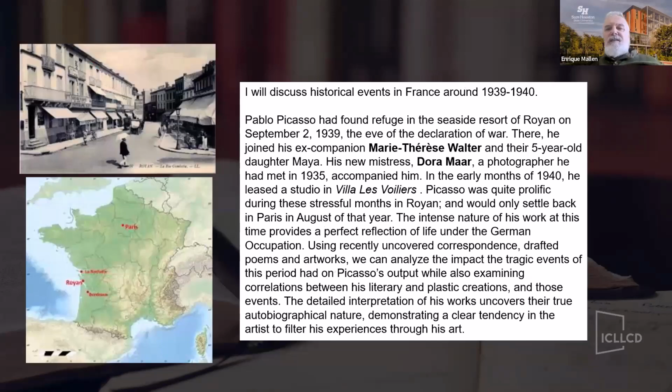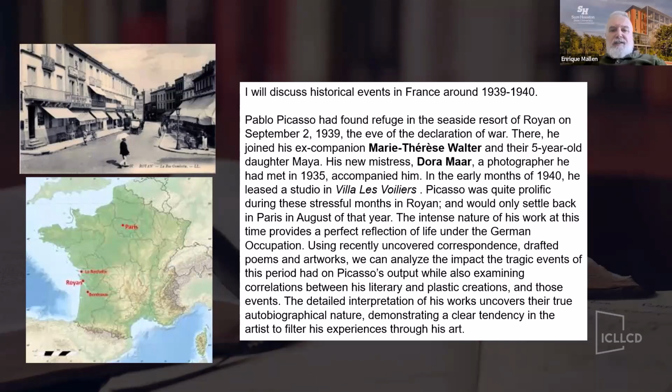I will discuss historical events in France around 1939-1940. Pablo Picasso had found refuge in the seaside resort of Royan on September 2nd, 1939, the eve of the declaration of war. There he joined his ex-companion, Maria Therese Walter, and their 5-year-old daughter, Maya. His new mistress, Dora Maar, a photographer he had met in 1935, accompanied him. In the early months of 1940, he leased a studio in Villa Les Voiliers.